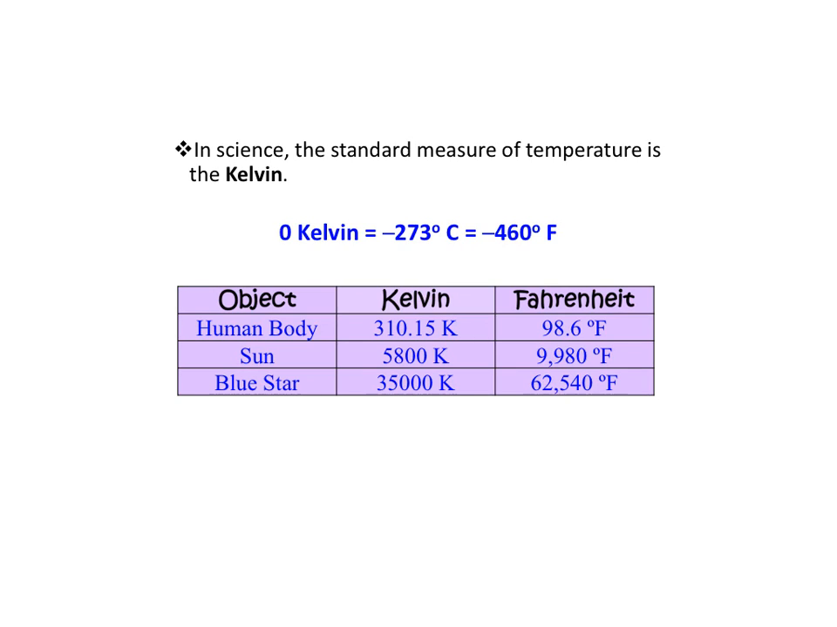So the standard unit of measurement is the Kelvin. We know that Kelvin is about negative 273 degrees Celsius. So just looking at some common examples, human body is somewhere around 98 degrees Fahrenheit. There would be the corresponding Kelvin. Here would be our sun, 5,800 degrees Kelvin, which would be nearly 10,000 degrees Fahrenheit, and a blue star, which is significantly warmer than the sun, which would be about 62,000 degrees Fahrenheit.